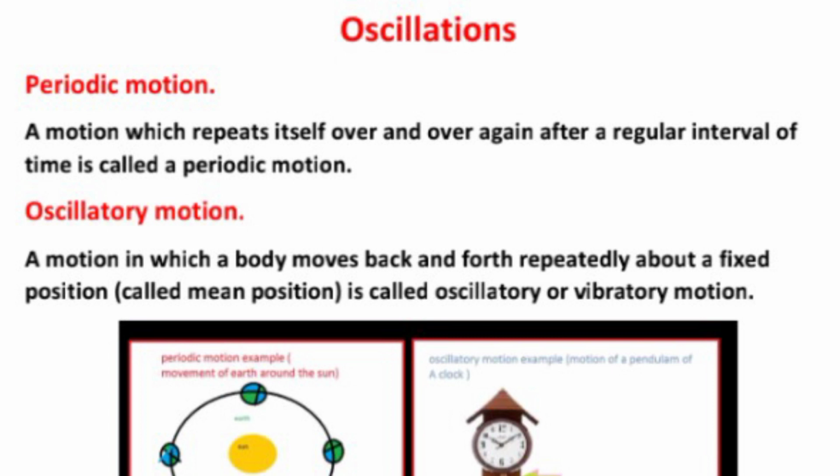Oscillatory motion. What is oscillatory motion? A motion in which a body moves back and forth repeatedly about a fixed position is called the oscillatory motion or vibratory motion.